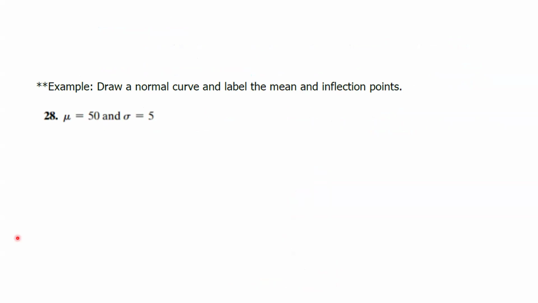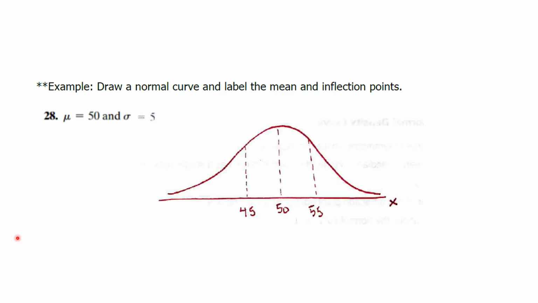So in this example, we're asked to draw a normal curve and then label the mean and inflection points. Remember, inflection points are going to be the one standard deviations to the left and right of the mean. So in this problem, we have a mean of 50 and a standard deviation of 5. So when we draw our normal curve, it's going to have the shape of a bell-shaped symmetric curve.